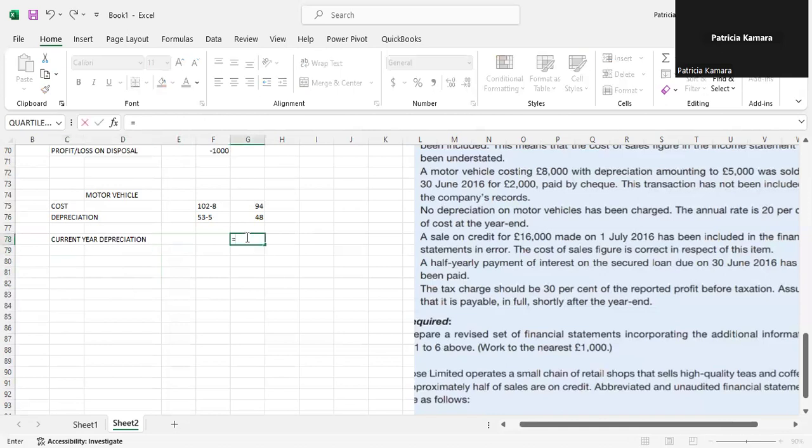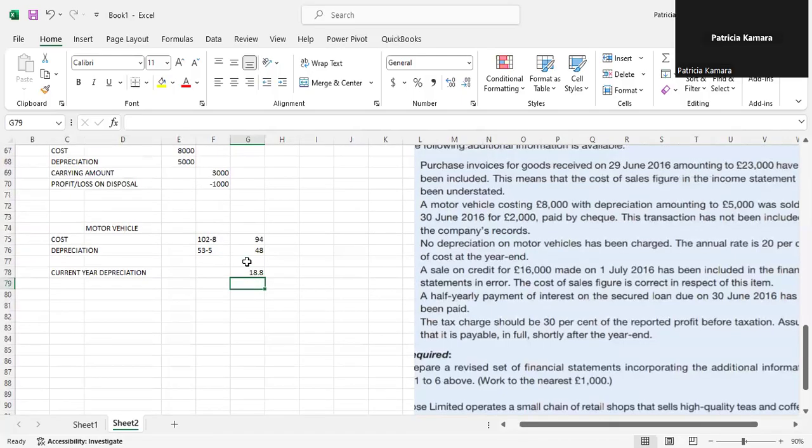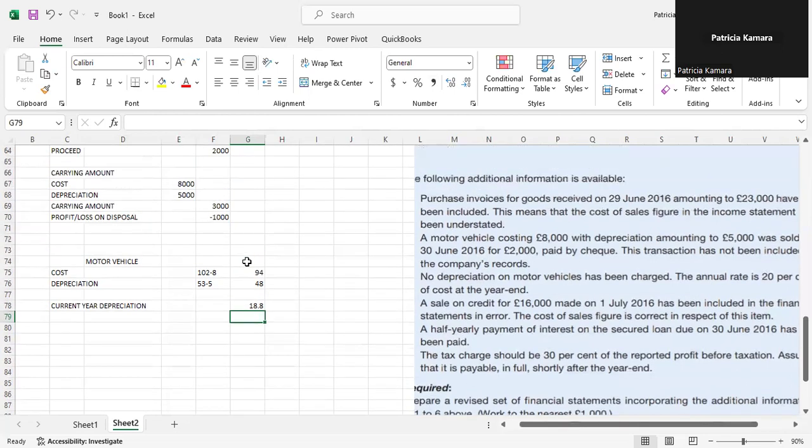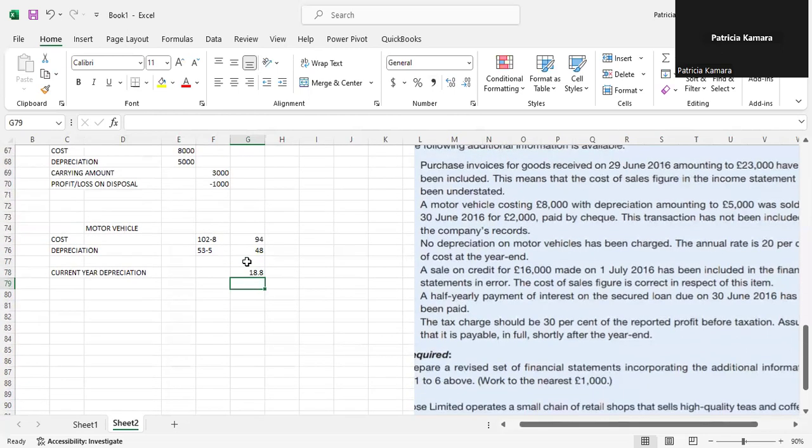20% is the same as 0.2. So 0.2 multiplied by 94, that is the current cost of the asset. This will be 18.8. Remember, we are working in whole figures, we are not working in decimals. So instead of 18.8, we are going to report it as 19, okay?